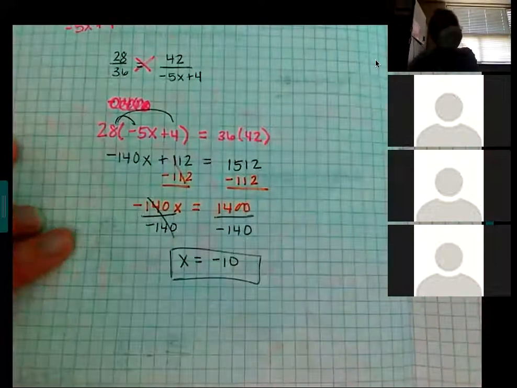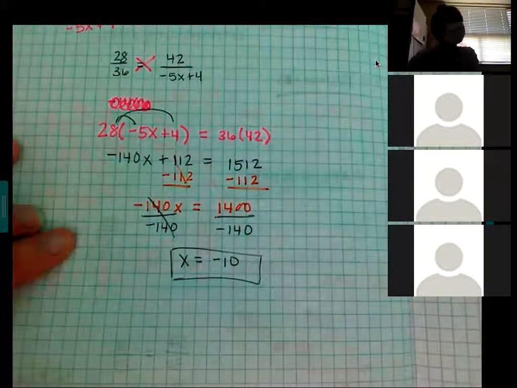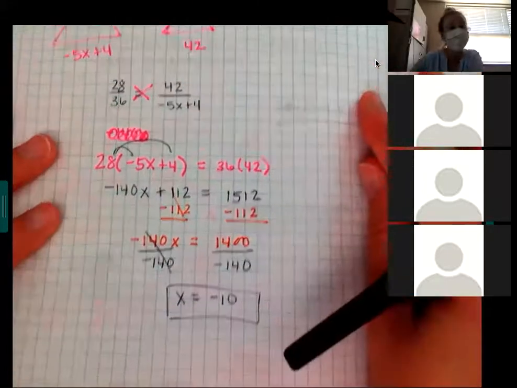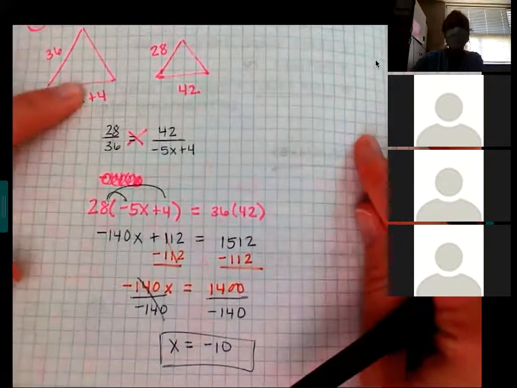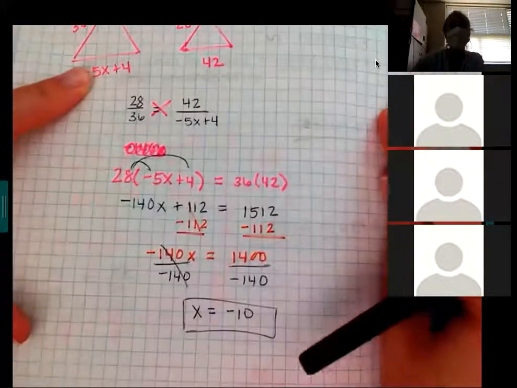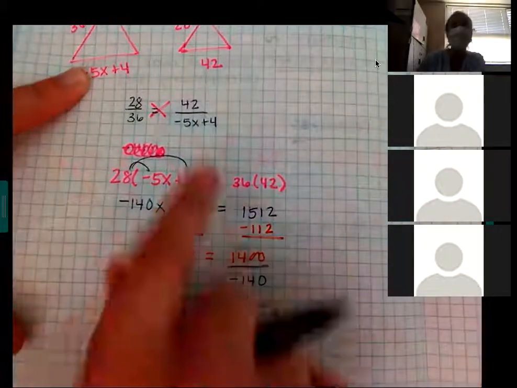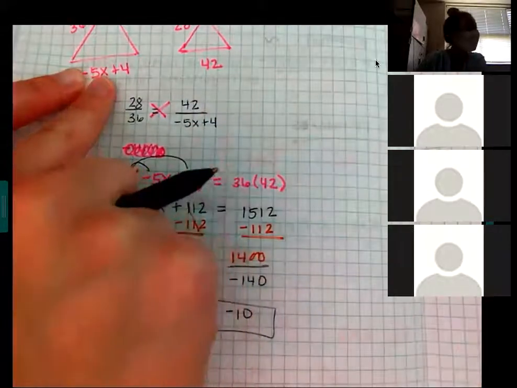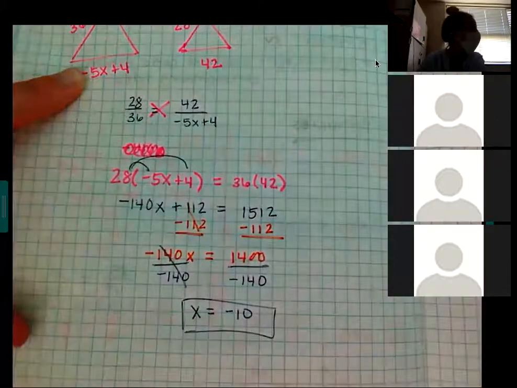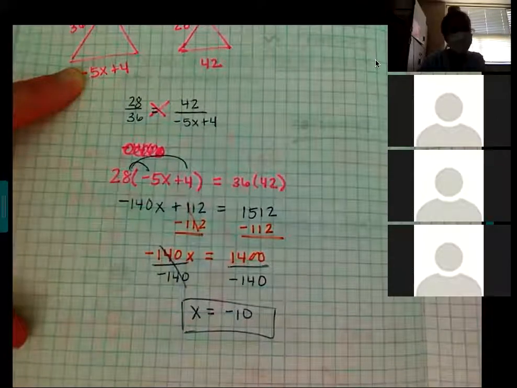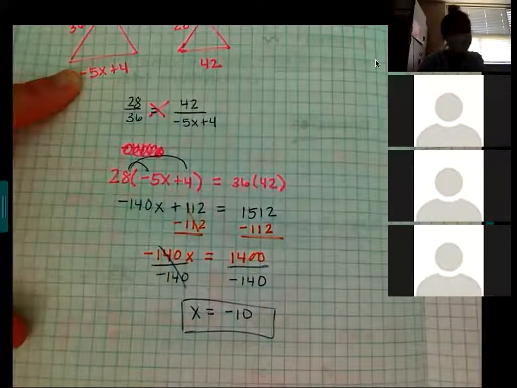That's all I asked you to do. I didn't ask you to find the missing side, anything like that. If I did ask you to find the missing side, you would just put negative 10 in for x, and then you could check your proportions, right? Do I need to do that, or everybody feels like they could do that?